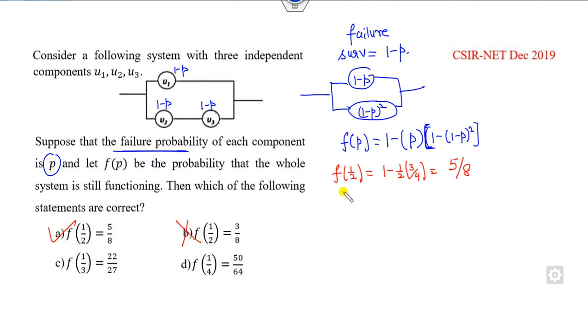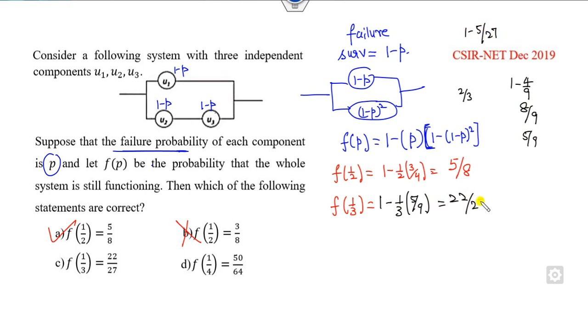Cancel. Look at this third option, F of 1 by 3. So what is the 1 by 3? It is 1 over 3. It is 1 minus 1 over 9. It's 2 over 3. 2 over 3 means 4 over 9. So it is my 5 over 9. So what is that? It's 5 over 27. 1 minus 5 over 27. It's my 22 divided by 27.